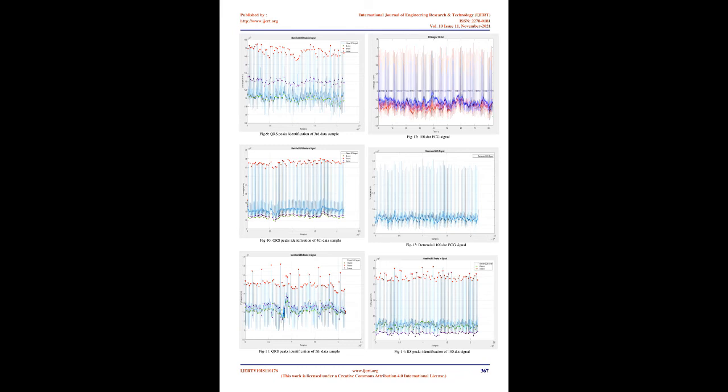RR region(K) = R location(K+1) - R location(K). QRS region(K) = S location - Q location. For calculating the RR and QRS intervals, the mean of the normalized locations of R and QS are used. RR interval = mean(RR region) / sampling frequency. QRS interval = mean(QRS region) / sampling frequency.